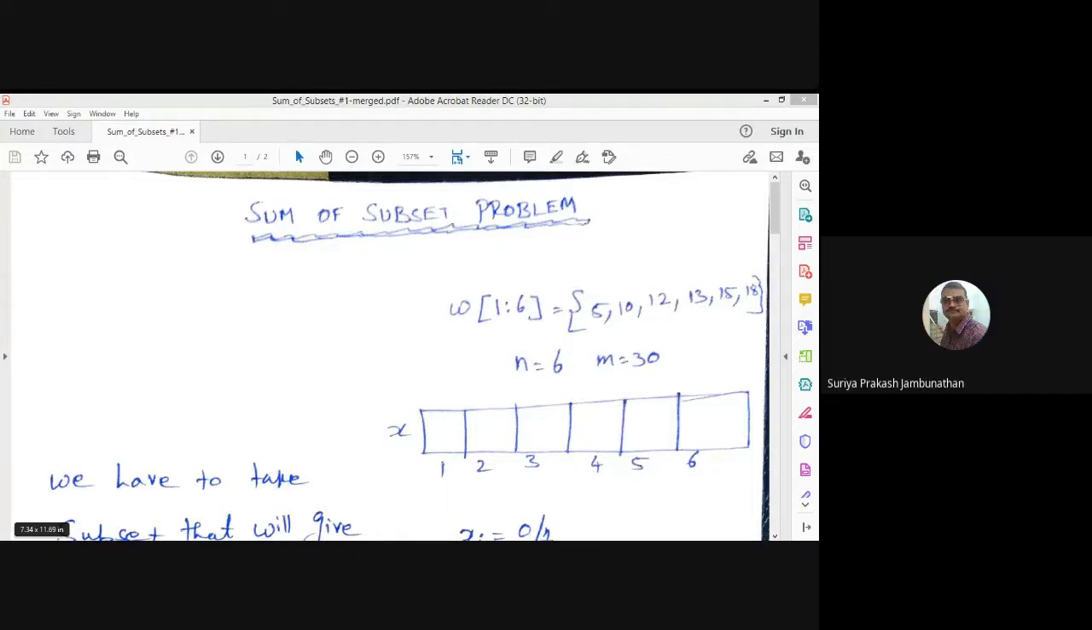So today we're going to discuss the sum of subset problem. As I told, here we are having totally 6 values, 1 to 6. 5 is the first value, 10 is the second value, 12 is the third value, 13 is the fourth value, 15 is the fifth value, and 18 is the sixth value. These are the values we are having, and the total size of the particular set is n. So n value will be 6. The total number of values in the set is 6, so we are putting n is equal to 6.